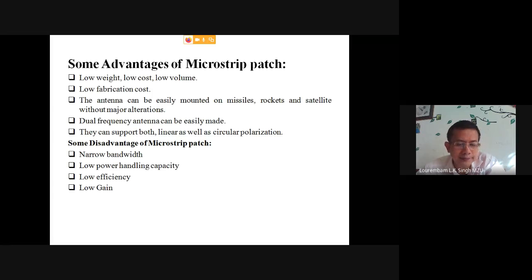The gain of a microstrip antenna typically comes to around 1 to 3. But many reports already exist, and we have also done some work, where the gain can be increased to quite large values. So these are the disadvantages of the conventional microstrip antenna. But with lots of engineering on the antenna, we can change many things and overcome many of the drawbacks.